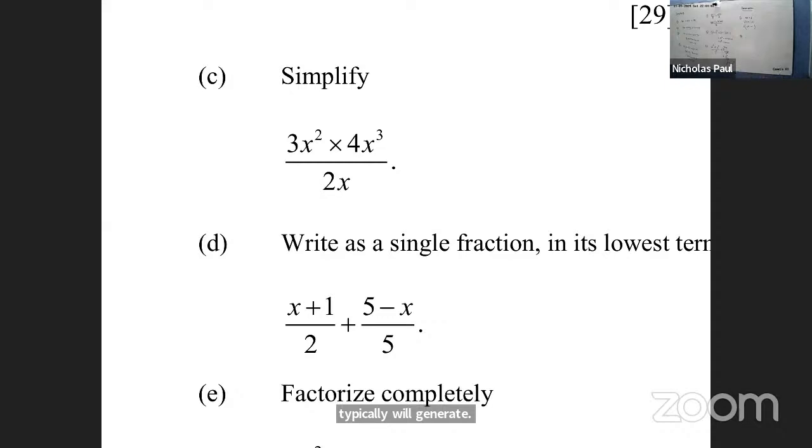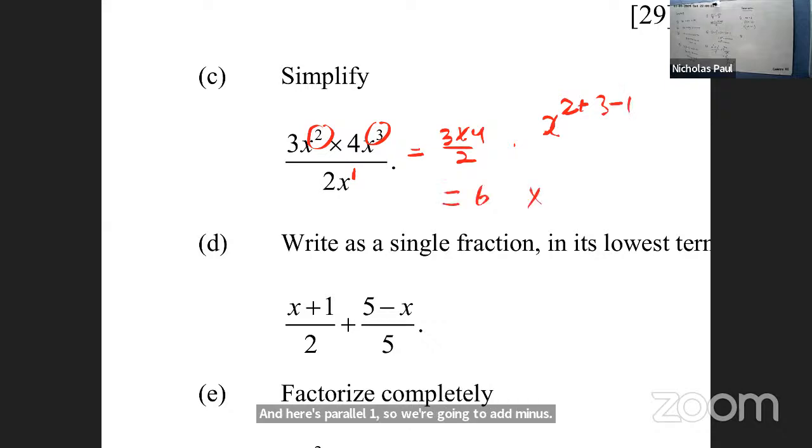All right, let's go. Next one here, as I said, work on the numbers first, right? Work on 3 by 4 over 2 first. And then deal with the x's. So the same base, we're going to add. And here's power 1, so we're going to minus. So it's 12 over 2, that's 6. And x to the 5 minus 1 is 4. That's the final answer. 3 by 4 is 12 over 2 is 6. And then 2 plus 3 is 5 minus 1.